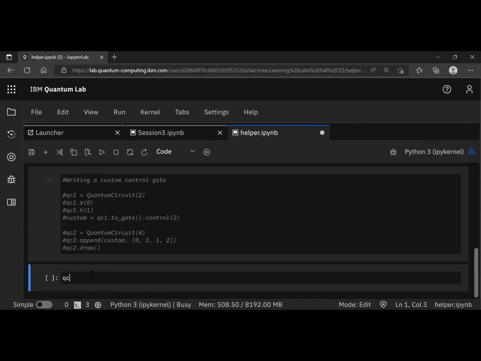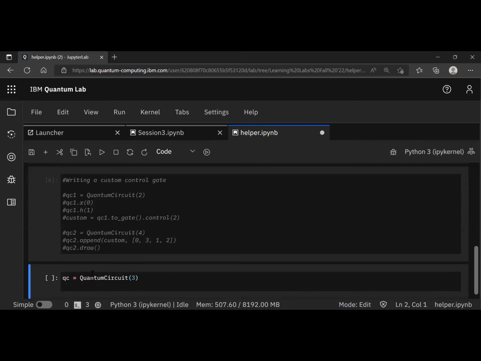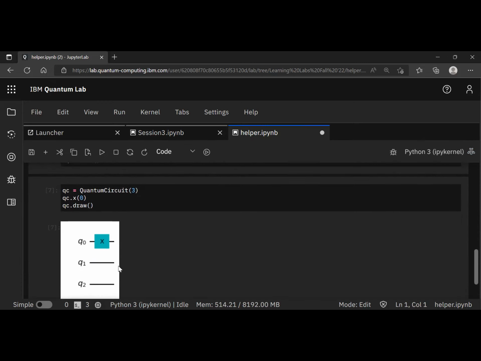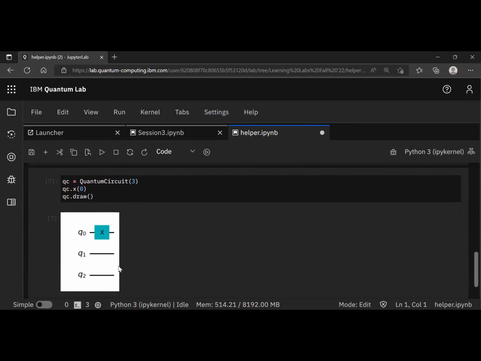So we start by saying qc equals QuantumCircuit, and we'll define it as having 3 qubits for now. Okay. And if we want to apply an X gate on our qubits, remember they're in an array form, so the index will start from 0, and the last index will be 2 if we have 3 qubits. If we want to see our circuit, we can do qc.draw, and this will show us our circuit and what we have so far.